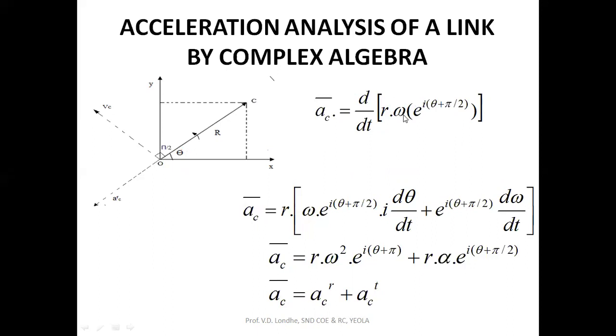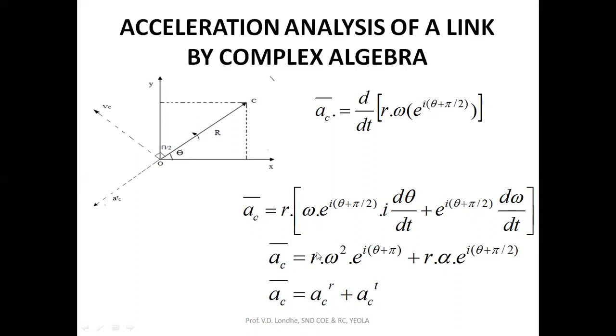Then here we have to apply the derivative formula for u into v. So what is the formula of u into v? That will be equal to u into dv by dx plus v into du by dx. That same formula we are applying now. So this omega will be u, and this e raised to power i theta plus pi by 2 will be v. So u into dv by dx means this part differentiated with respect to t. So it will be e raised to power i into theta plus pi by 2 into i into d theta by dt, plus v as it is into d omega by dt, that is du by dt.